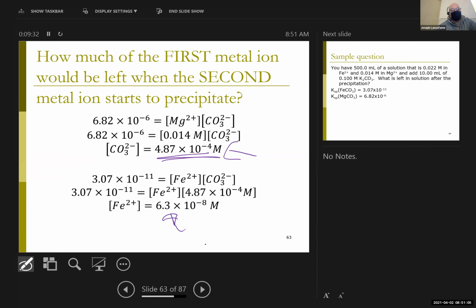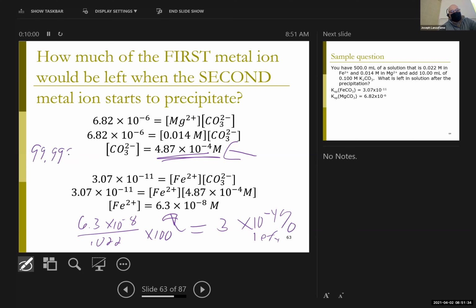Right. So in other words, at this point, I've got roughly 3 times 10 to the minus 4% left, right? Or in other words, 100 minus that, 99.9997% precipitated, right? That's what I want in an effective precipitation. I got 99.9997% of the iron out.